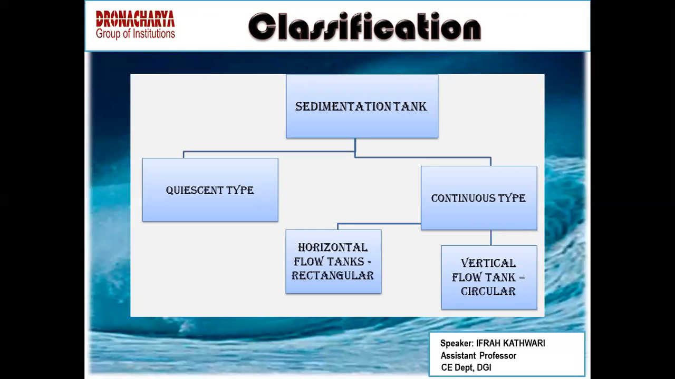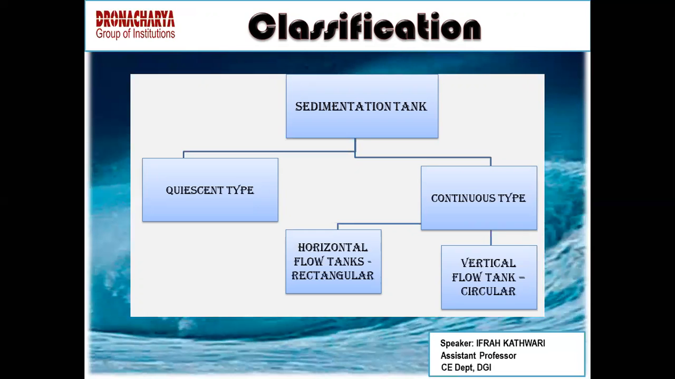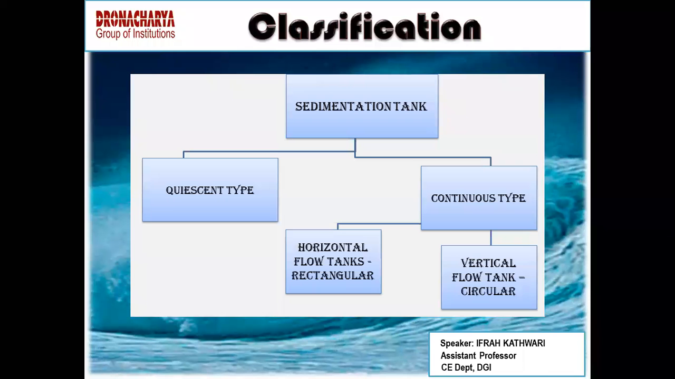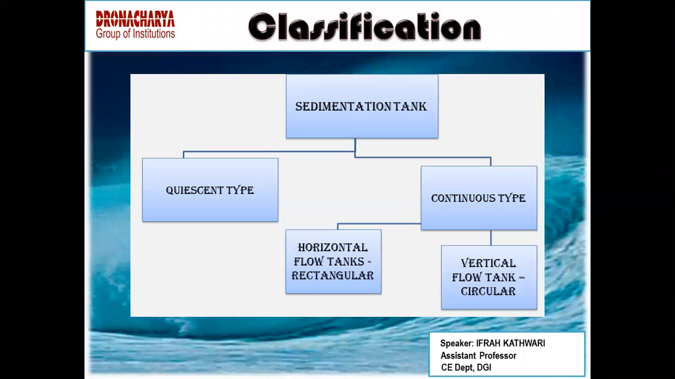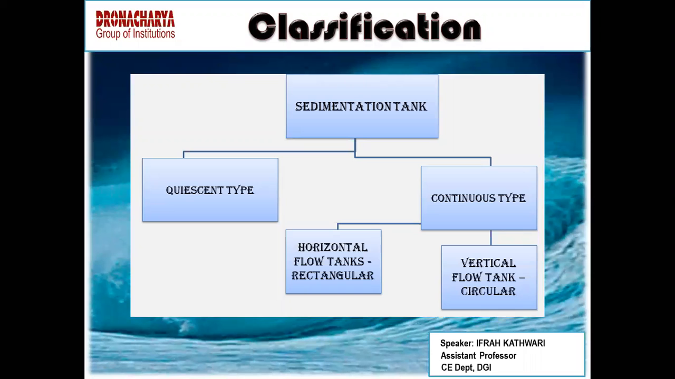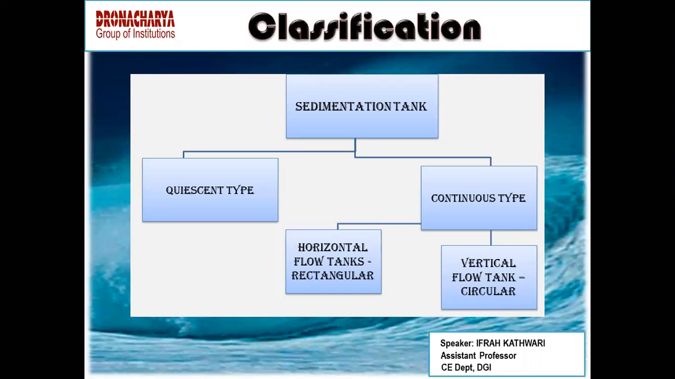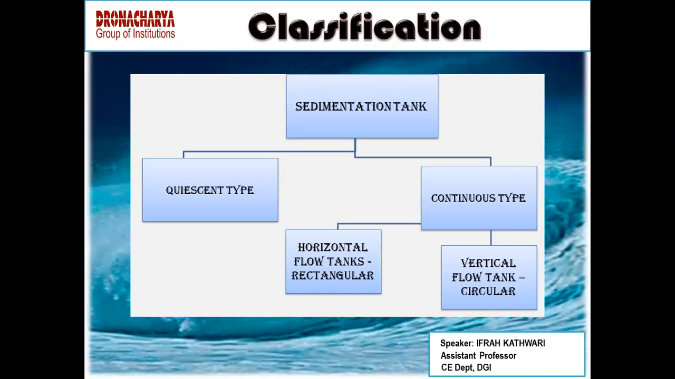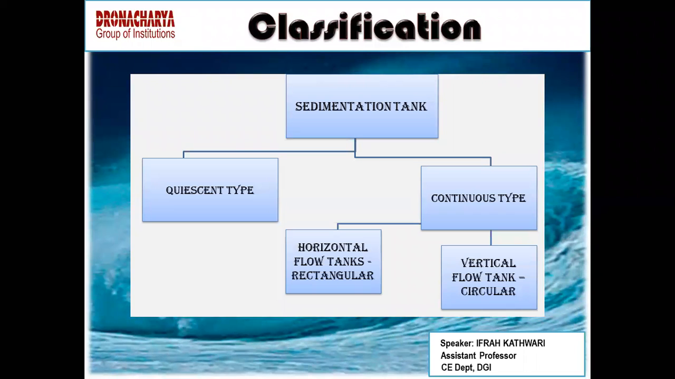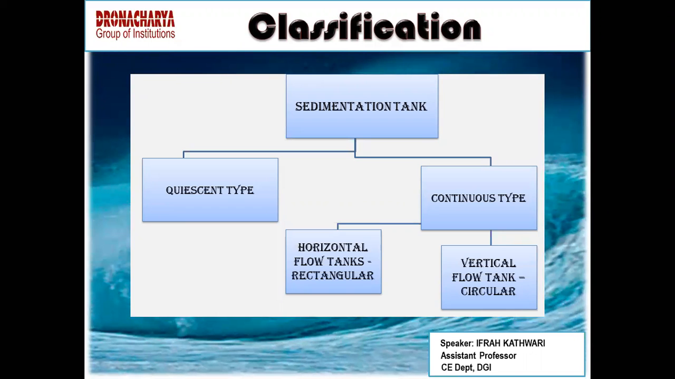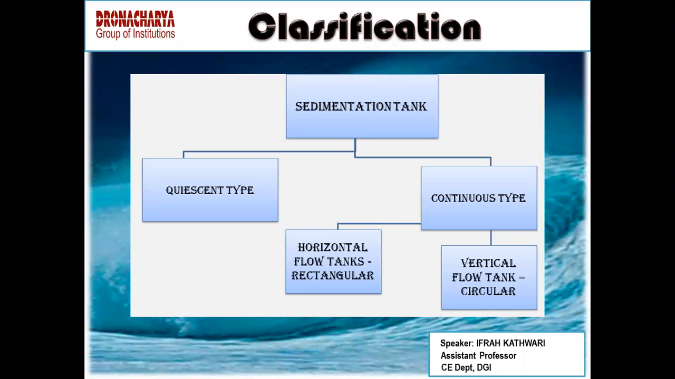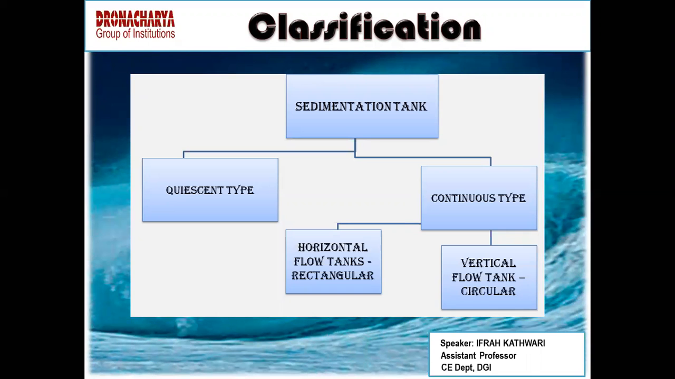Then it is designed for maximum daily flow of around 1.8. Okay, so 1.8 is the discharge. So it is designed for only such capacity. Then we have the continuous type. This continuous type is further divided into horizontal flow tanks, also known as rectangular tanks, and the second one is vertical flow tanks, also known as circular tanks.